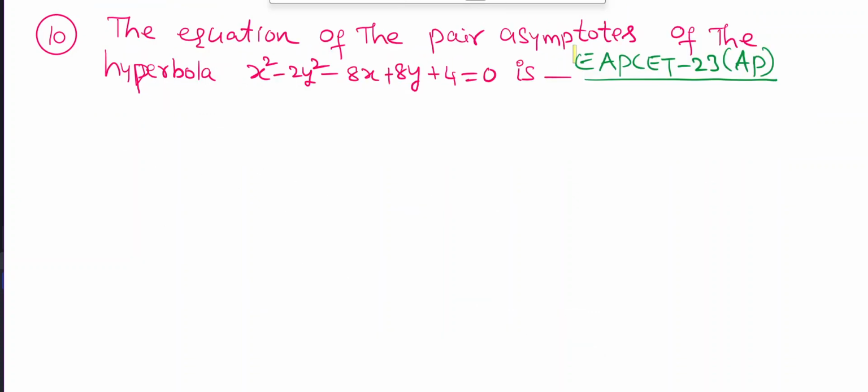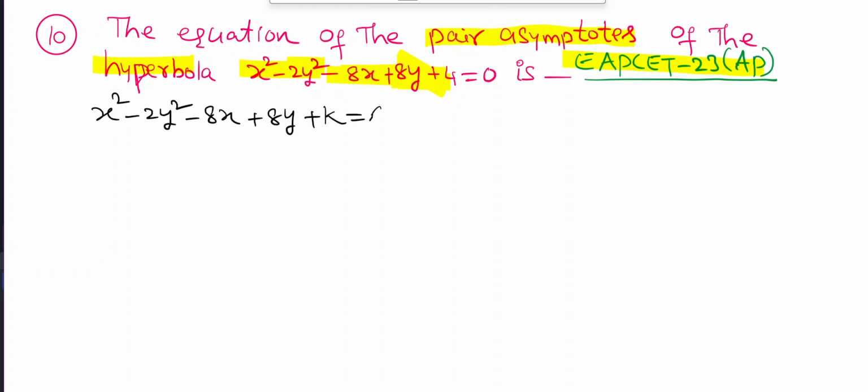This is an EAPCET question from 23. The equation of the pair of asymptotes of the hyperbola x square minus 2y square minus 8x plus 8y plus 4 is equal to 0. This is the equation of a hyperbola. Now the pair of asymptotes equation: the hyperbola and its asymptotes equation differ by a constant. That is, the asymptotes equation is x square minus 2y square minus 8x plus 8y plus k is equal to 0. This is the equation of the pair of asymptotes.